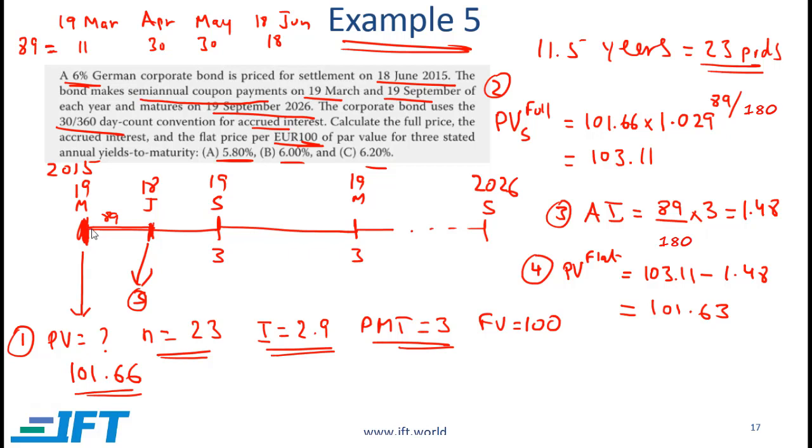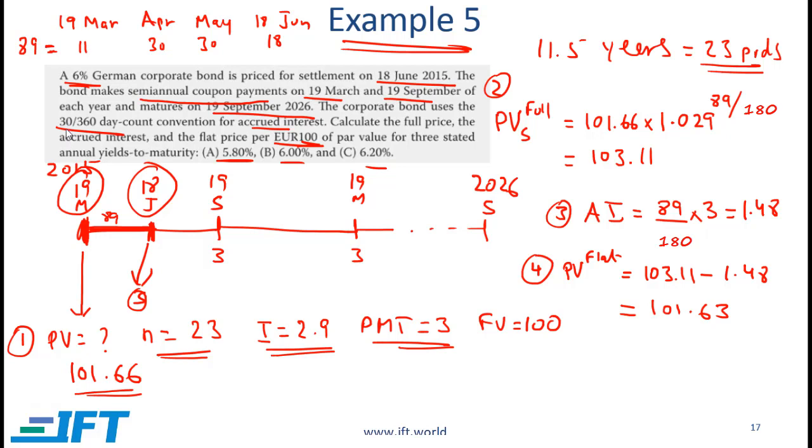As we move from this date to 18th June, interest accrues. So we need to figure out the number of days. That is equal to 89. And since we are using the 30-360 day convention, this is how you come up with 89. We are going from 19th March to 18th June.